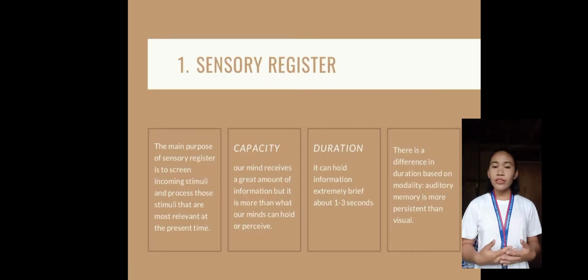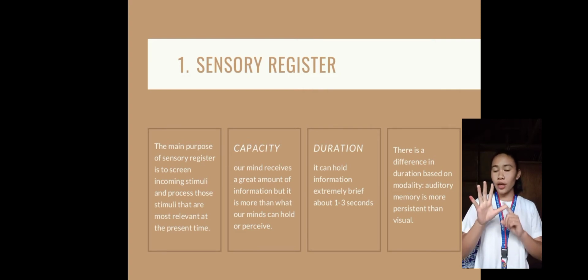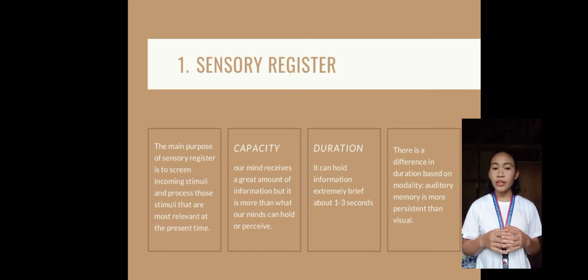So, sensory register. Before we start, let's recall the five senses, which are touch, smell, hearing, taste, and sight. So, let's go back to the sensory register. Its main purpose is to screen incoming stimuli and process those that are relevant at the present time. For example, seeing a dog, or feeling a soft blanket, hearing a train, inhaling the scent of a perfume, and tasting the creamy mango float. So these are the things that we acquire through senses.